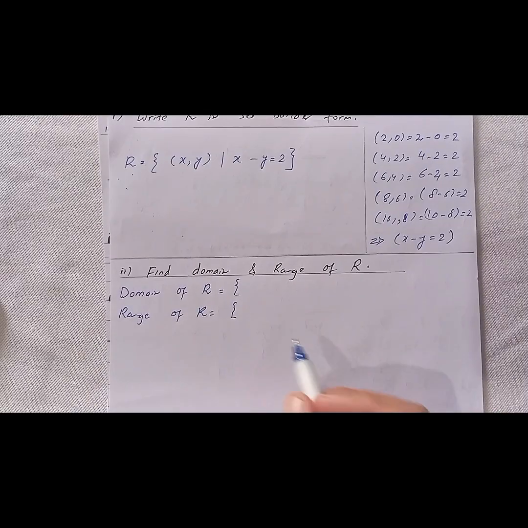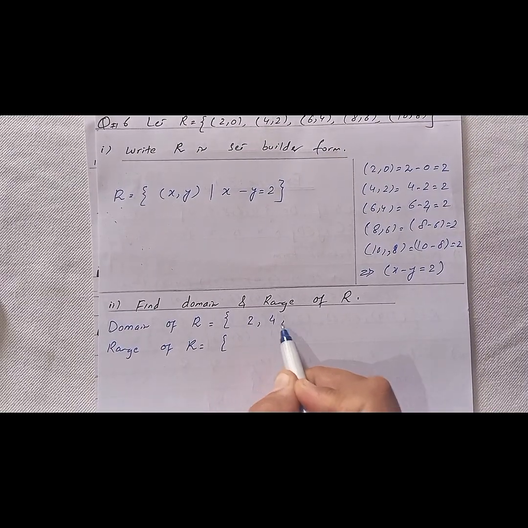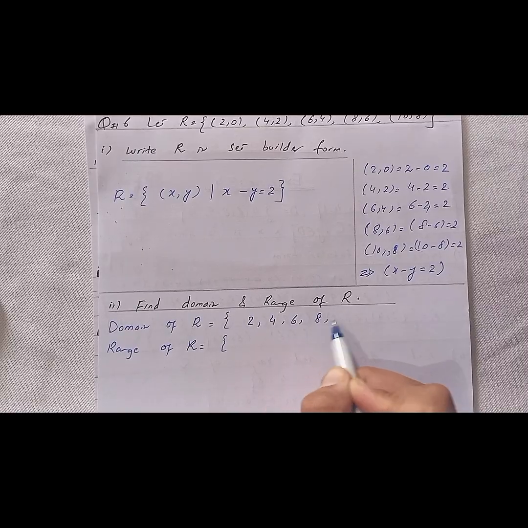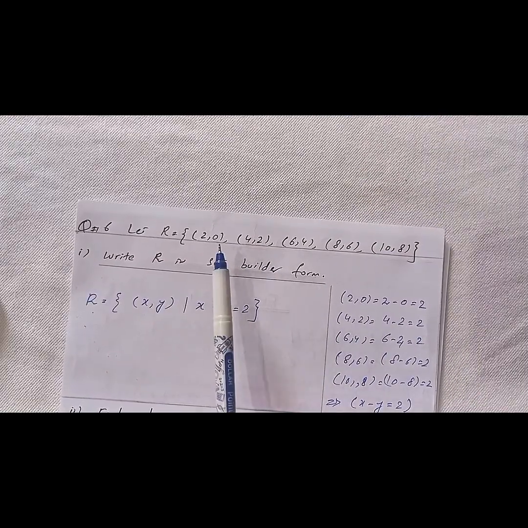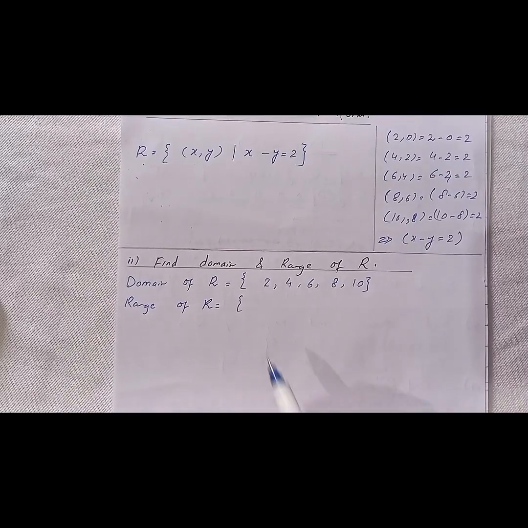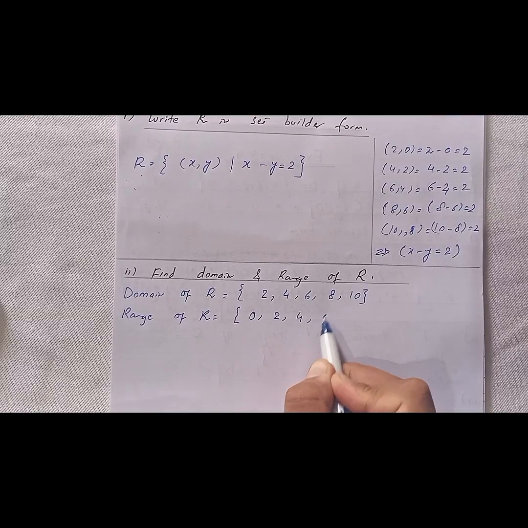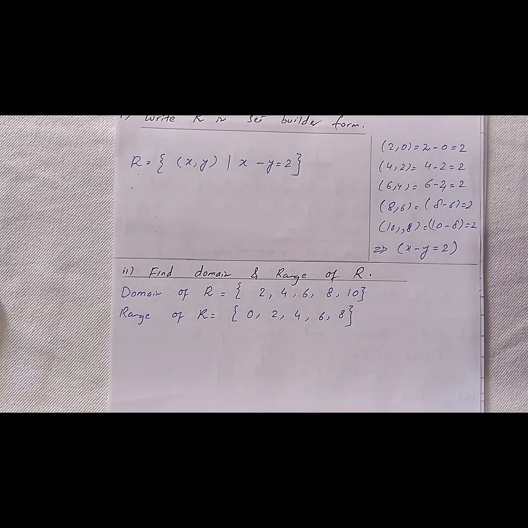So we write the domain as 2, 4, 6, 8, 10, and the range is the second element of each ordered pair, which are 0, 2, 4, 6, 8. We write it as 0, 2, 4, 6, 8.